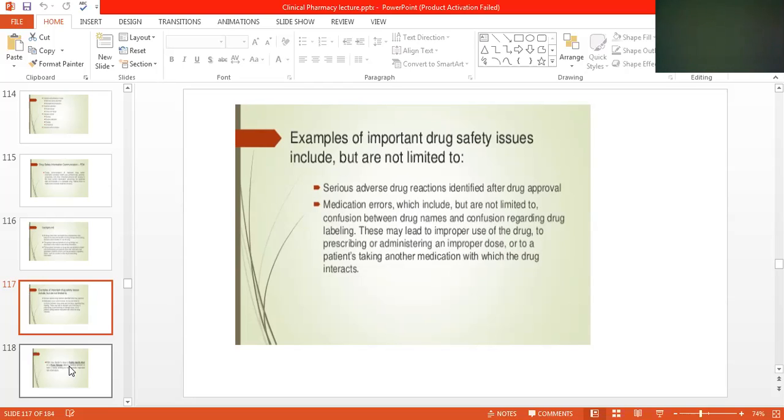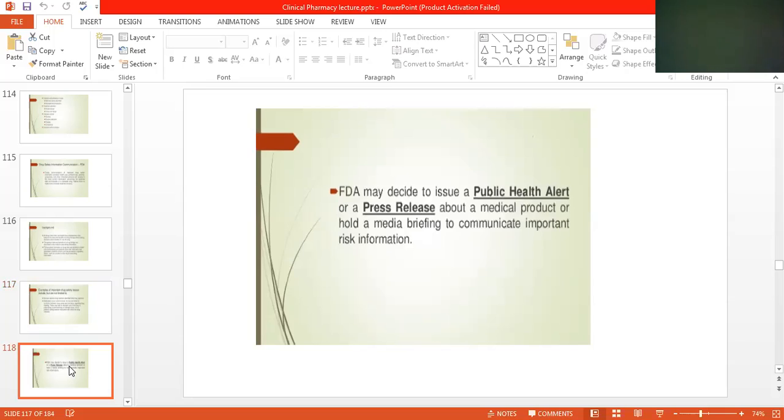Or to a patient taking another medication with which the drug interacts. So we must take a history of the patient, whether a diabetic patient, hypertensive patient, asthmatic patient, or any other disease. The patient may be on another drug also, so drug-drug interaction can take place, and we have to be very careful about that.